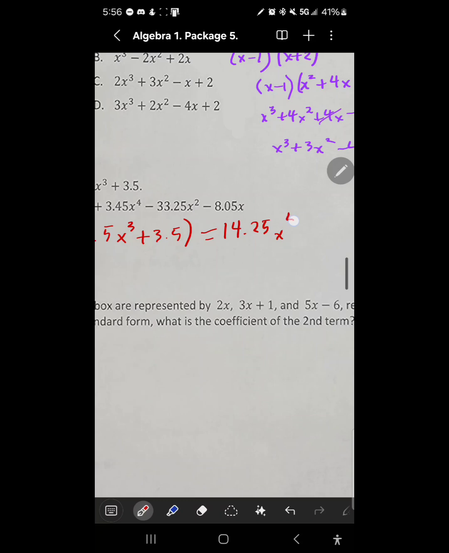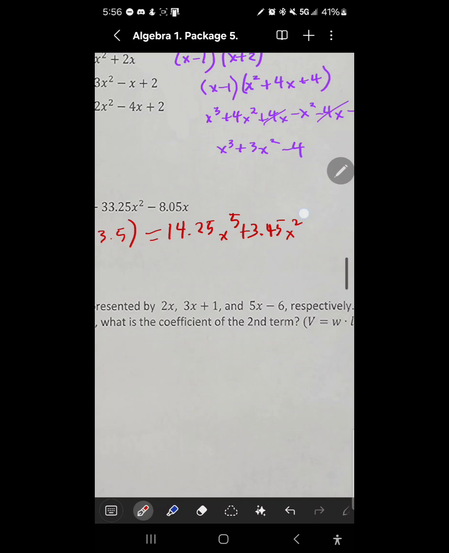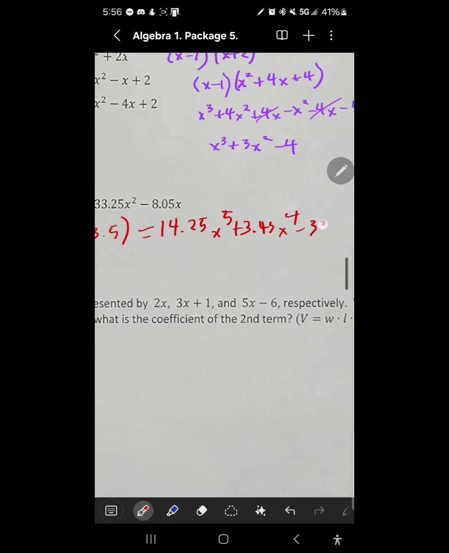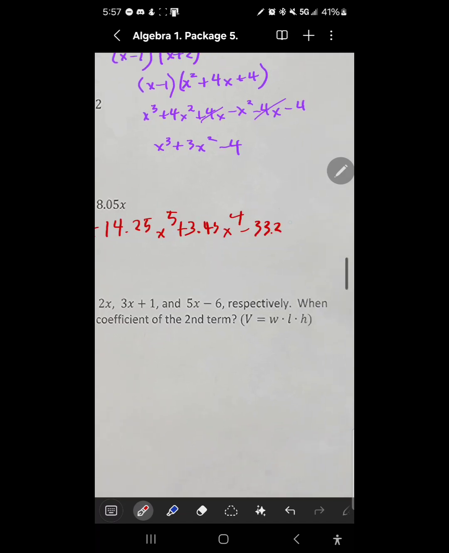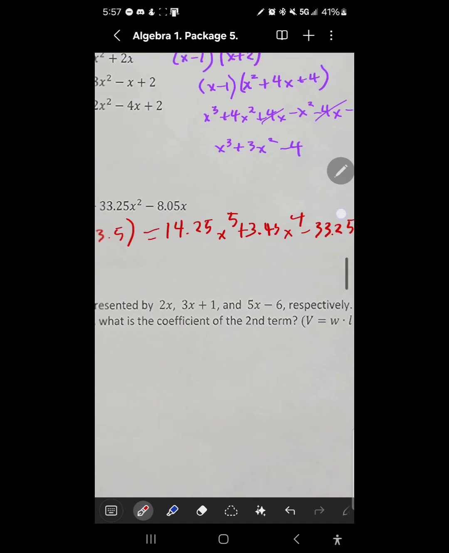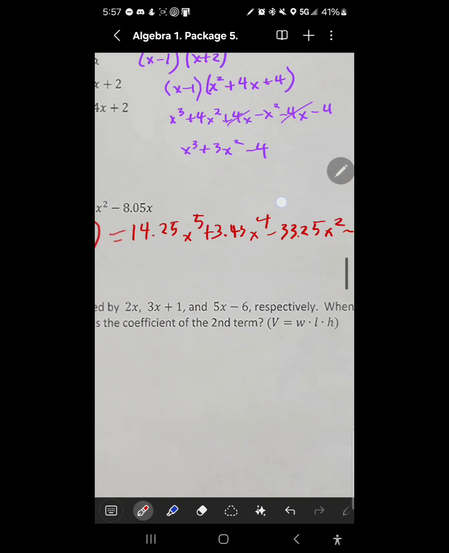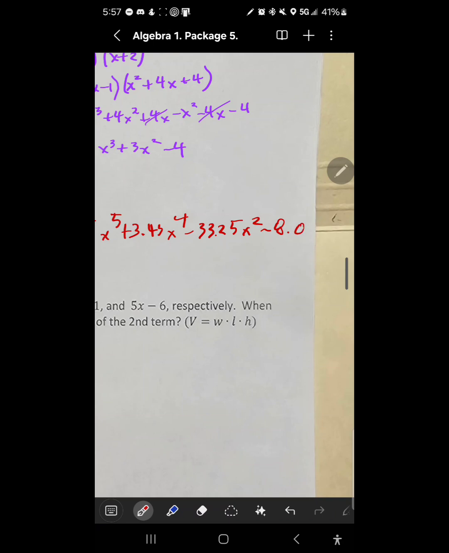14.25x to the 5 plus 3.45x to the 4 minus 33.25x squared minus 8.05x.